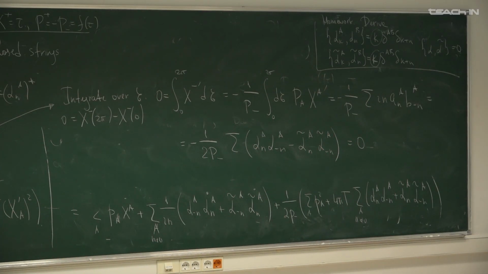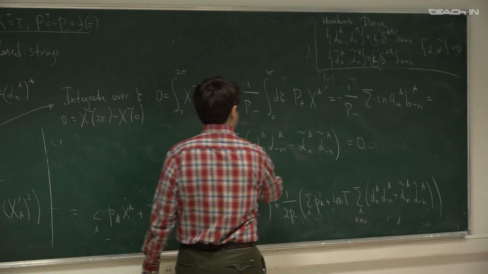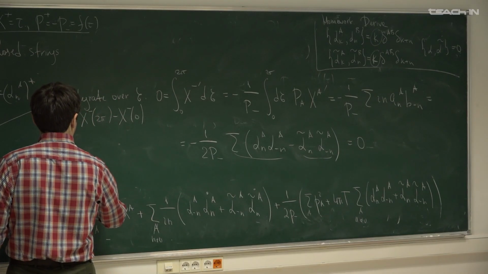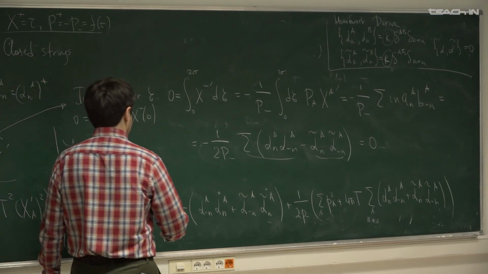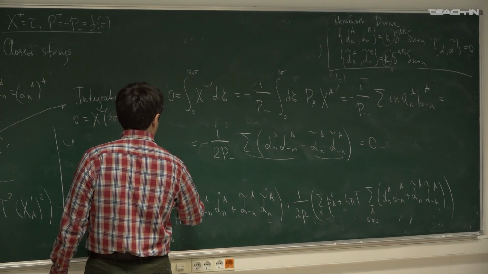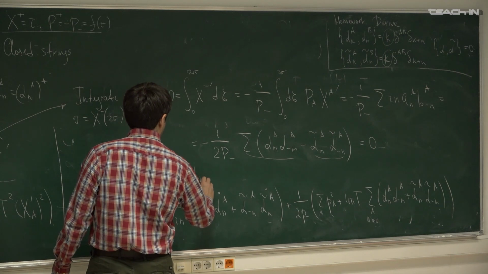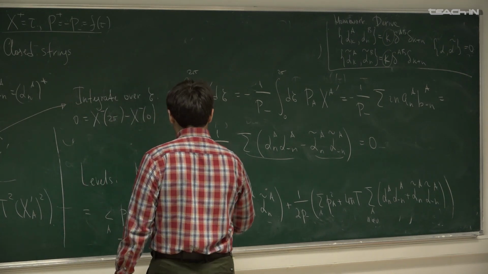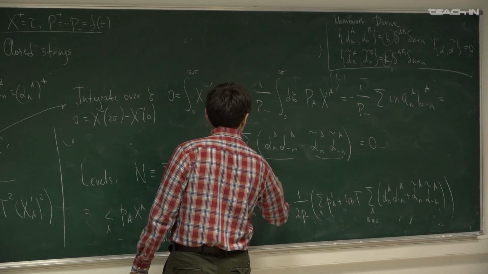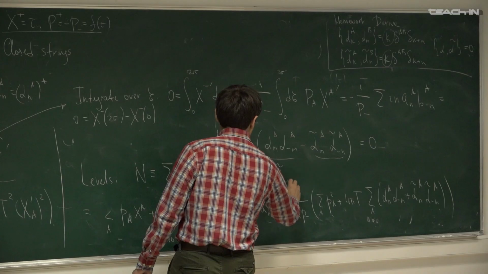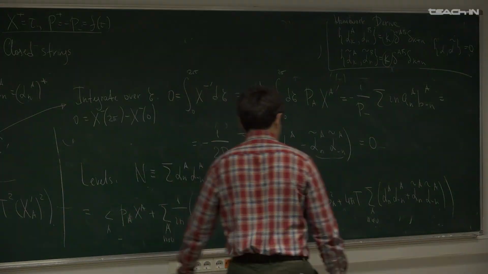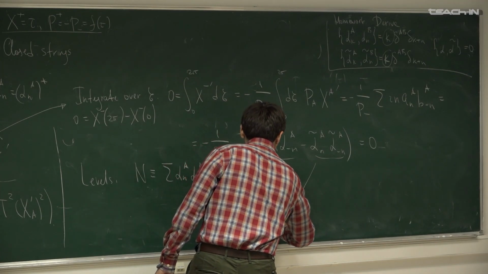These two sums are called levels, for a reason that will be clear later when we quantize this thing. So N is by definition the sum of alpha n a alpha minus n a, and N tilde is by definition the sum of alpha tilde n a alpha tilde minus n a. So this constraint says that N is equal to N tilde. This is called a level matching constraint.